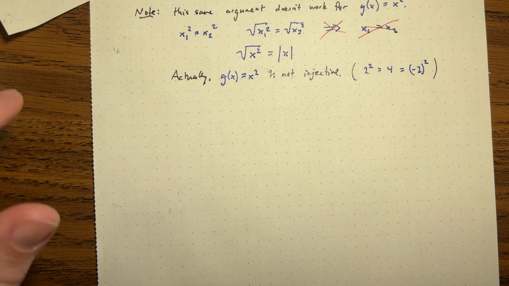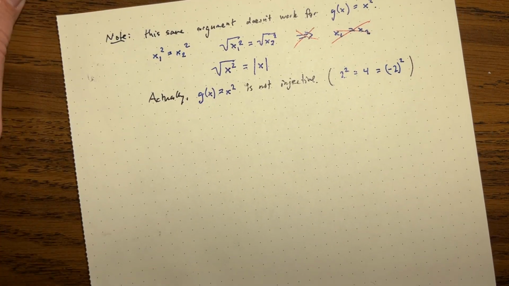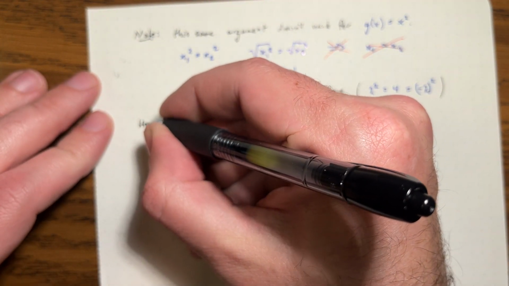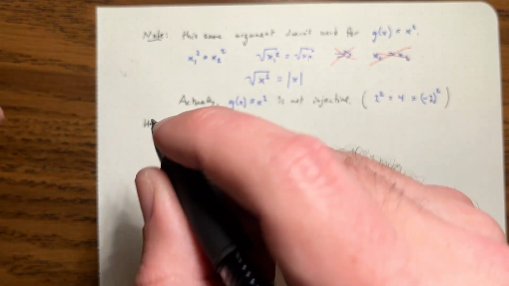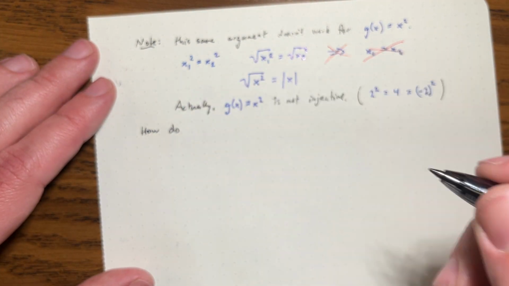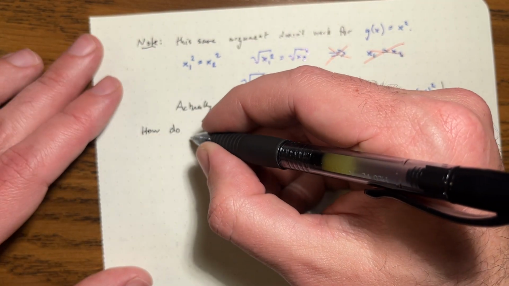Let's see. What do we have left? Let's quickly discuss how I would prove a function is surjective. You might be able to figure that out by staring at the definition. But let's spell it out.